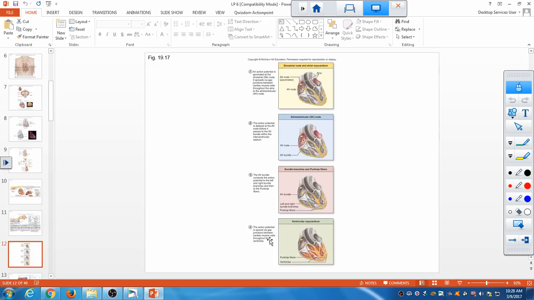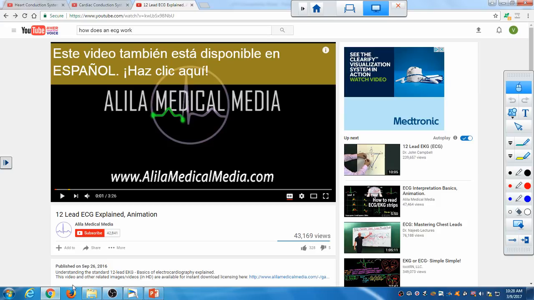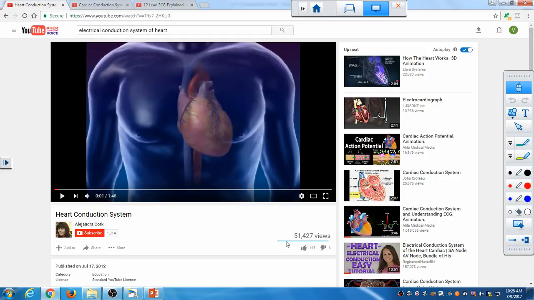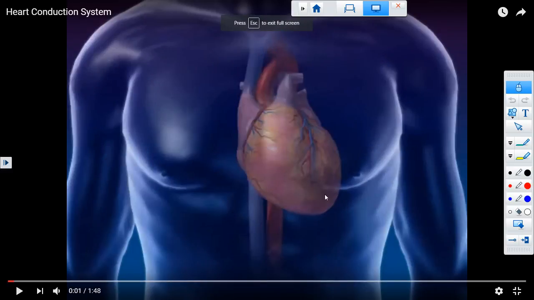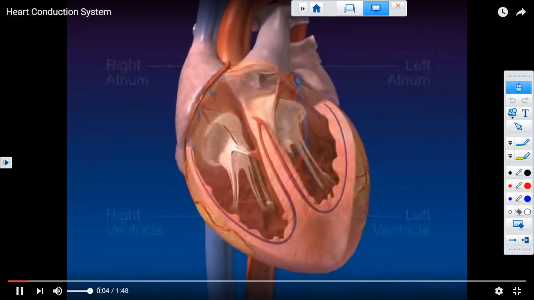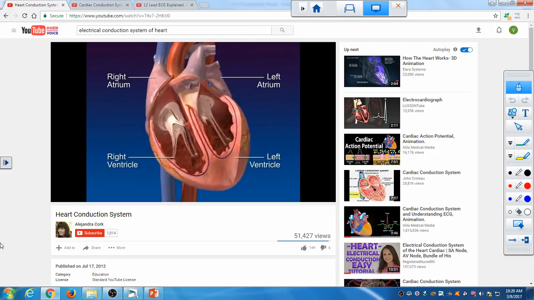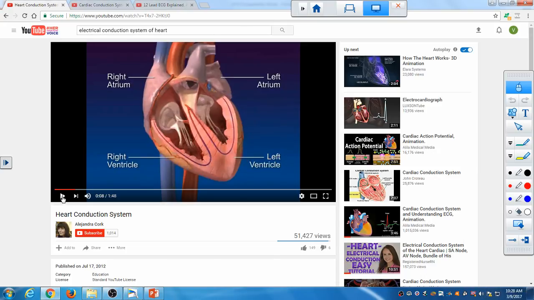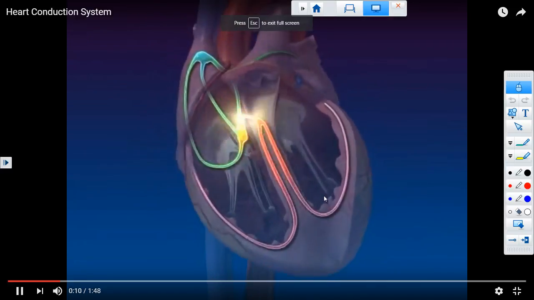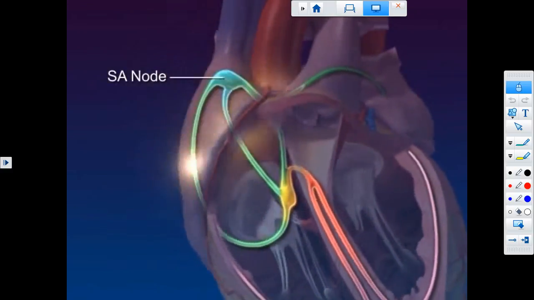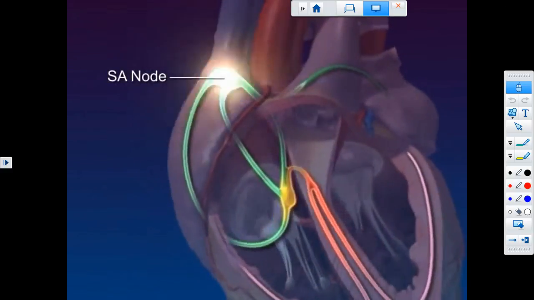So I have some videos here, and I'll post them on YouTube for you too so you can see them. This one's a good one here on the heart conduction system. So I'll play that for you, and this does a really nice job of showing it to you graphically. Hold on a second here. I want to make sure that we're getting... Okay, it's playing. Okay, so there's no audio with this apparently.